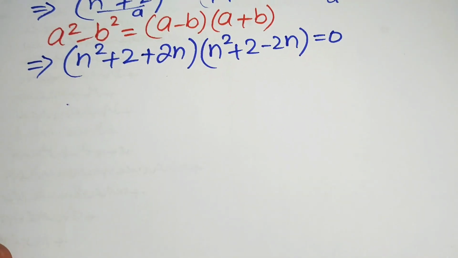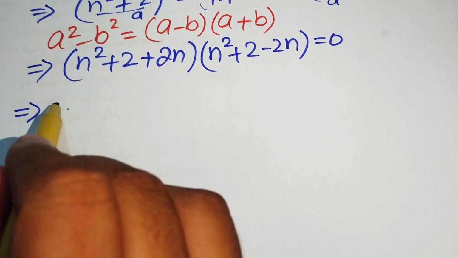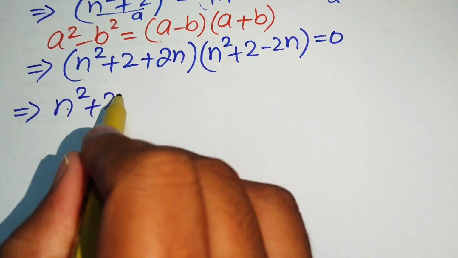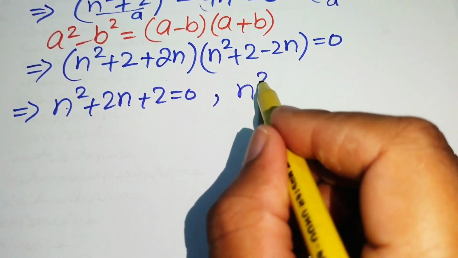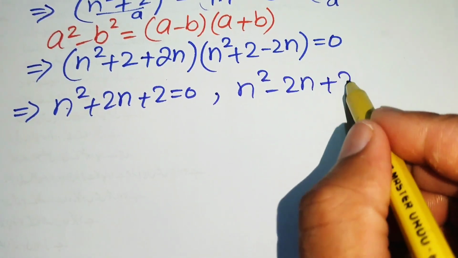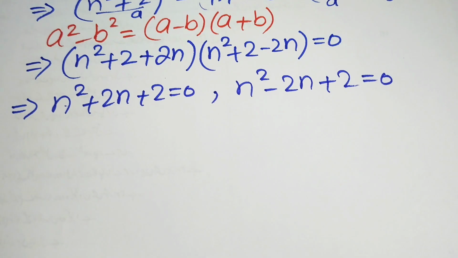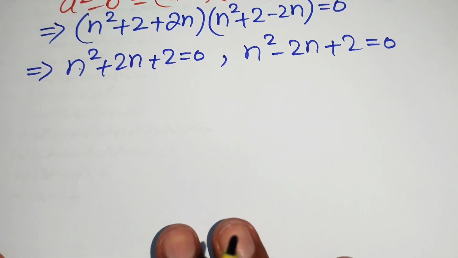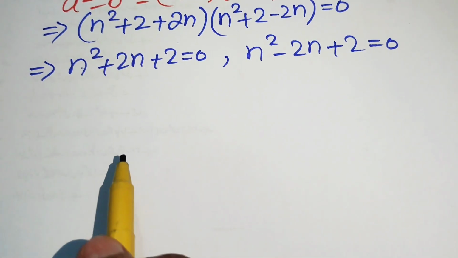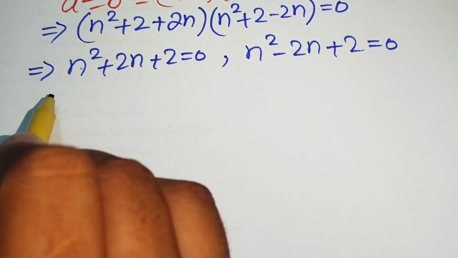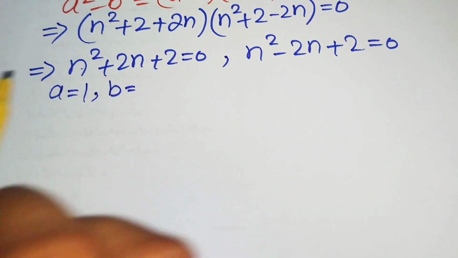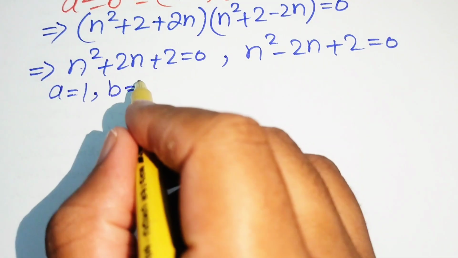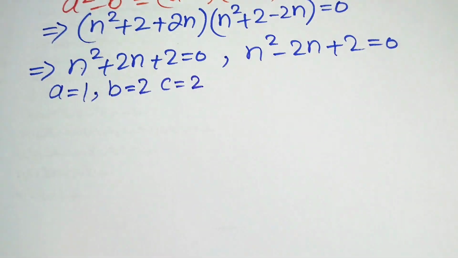So here we have two cases. The first case is we take n square plus 2n plus 2 equals to 0, and the second case is we take n square minus 2n plus 2 equals to 0. So here we solve these two cases, and we easily get the value of n from both of these cases. So here we use the quadratic formula in order to solve these equations. So now first we write the coefficients of this equation, and its coefficients are a equals to 1, b equals to 2, and c equals to 2.